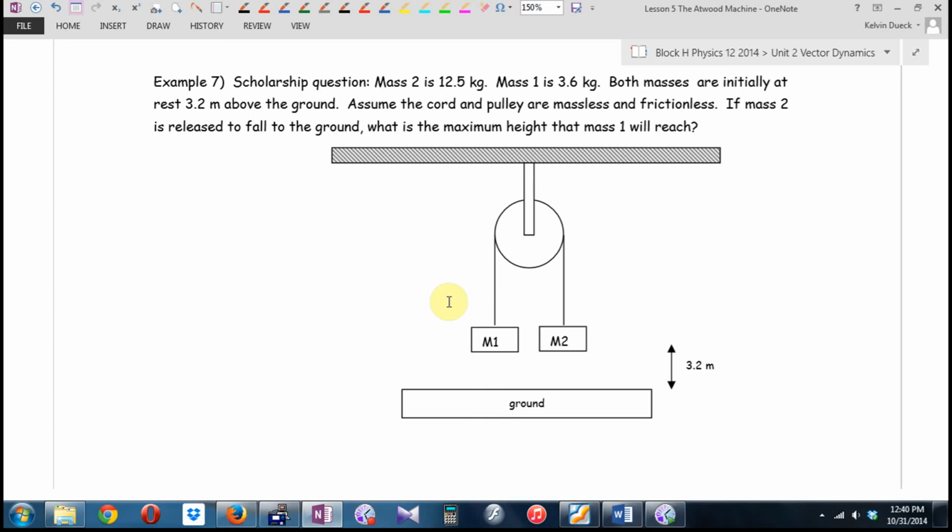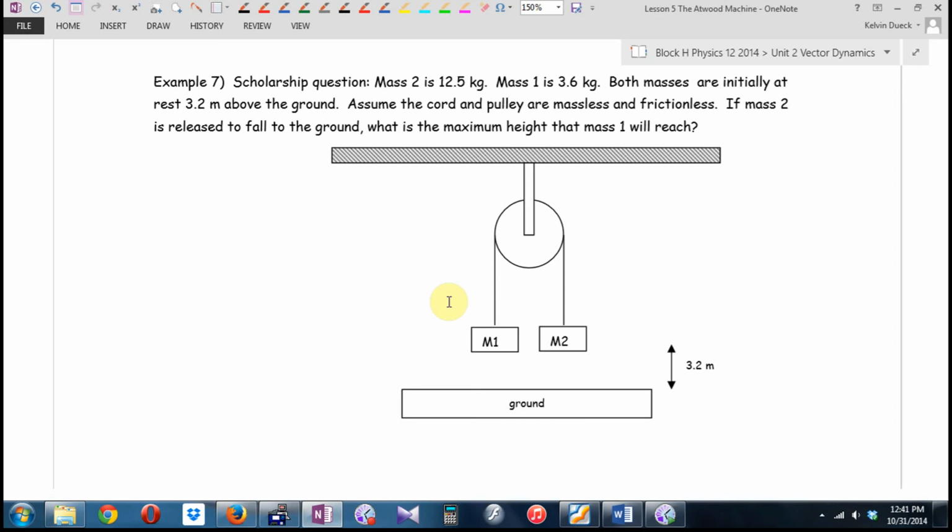Now, the quick, obvious wrong answer, as I have kids, they say this. Look, if you're 3.2 meters above the ground and you drop the heavier mass, kathunk, won't the other one go up 3.2 meters for a total of 6.4 meters? Except mass 2 is so much heavier that here's what's going to happen. Watch mass 1.